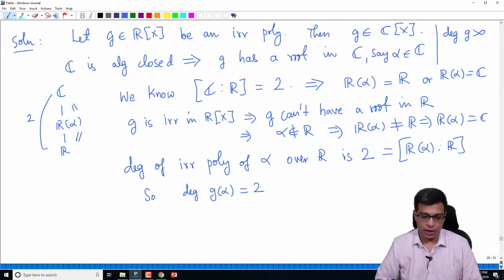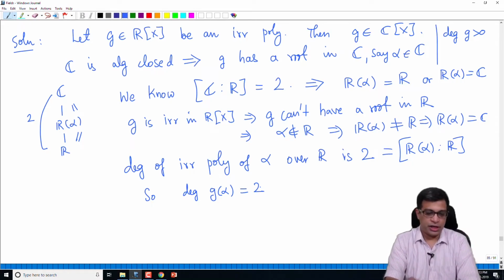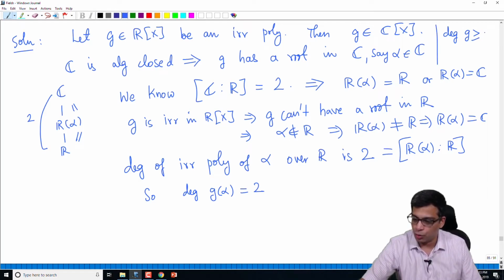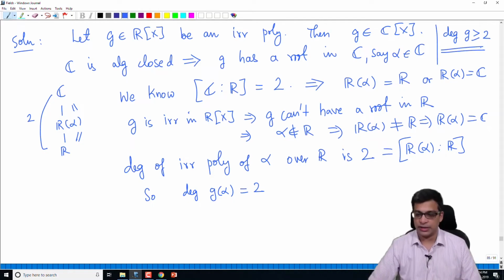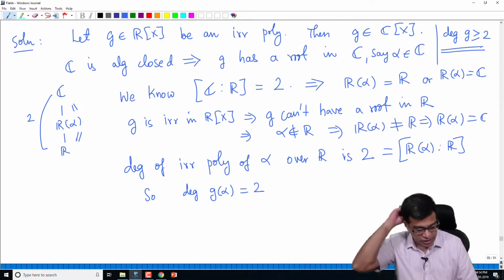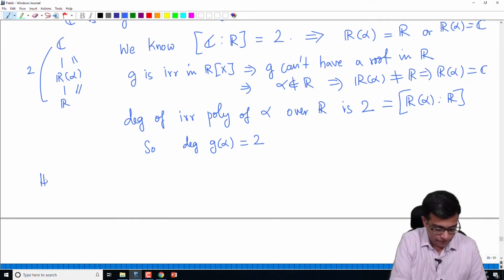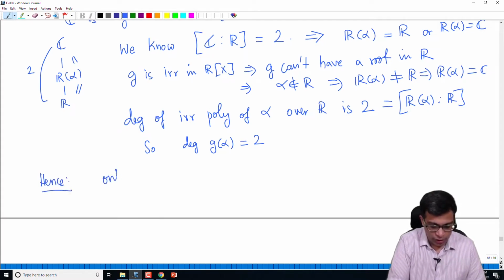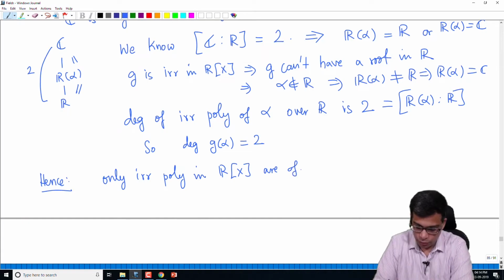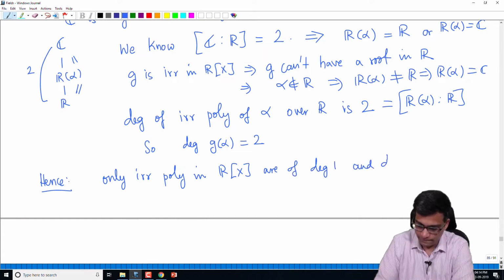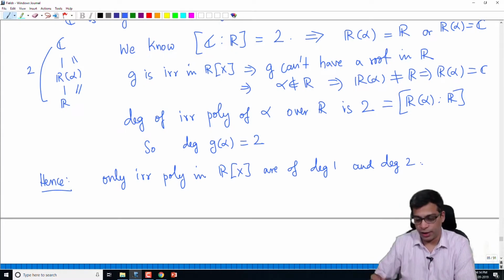Okay, so actually I should have said here that we assume the degree of G is greater than or equal to 2, because if it is degree 1, there is nothing that we need to do. That case corresponds to R(alpha) equal to R, meaning alpha is already in R. So assume that the degree of G is at least 2. Then we have concluded that it must be exactly equal to 2. Hence, the only irreducible polynomials in R[x] are of degree 1 and degree 2. These are the only possible degrees for irreducible polynomials.